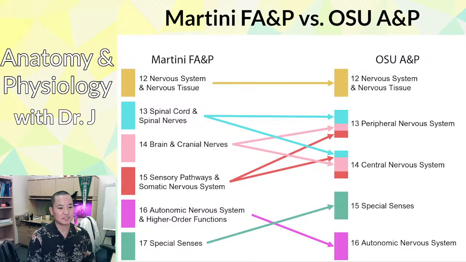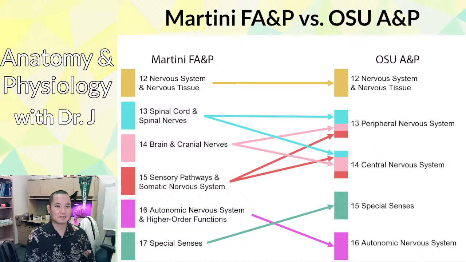The OSU does shift some things around from the Martini version, but I think it's a little more logical. You might notice that I put the autonomic nervous system earlier in the semester. I don't save it for last, and there's a reason behind that. The autonomic nervous system is where we get really into the molecular biology, the cellular and tissue levels, and pharmacological levels. And that's a harder concept.